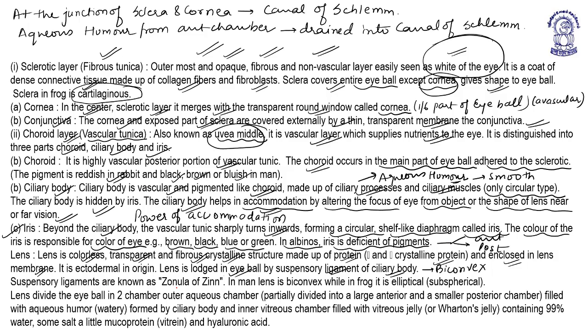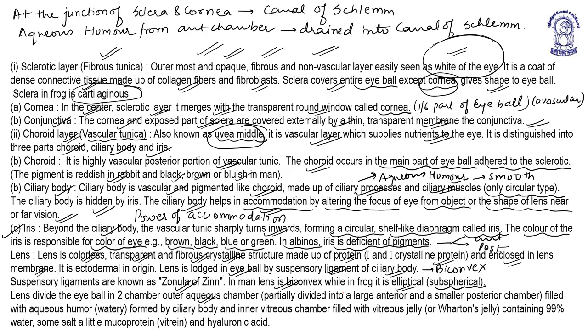Suspensory ligament is also called zonula of Zinn. In man, lens is biconvex, while in frog it is elliptical or subspherical. Suspensory ligament is known as what? Zonule of Zinn. The lens divides the eyeball into two chambers.